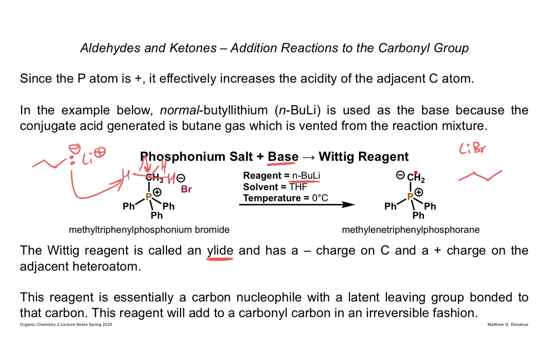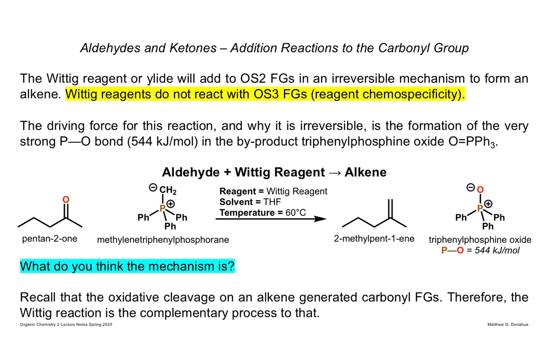So that's a carbon nucleophile. And what we've seen so far in Module 2 is nucleophiles attacking the carbonyl carbon. So that's what we're going to do. So there's our Wittig reagent, or ylide. So let's react that with the ketone that's shown, so 2-pentanone.